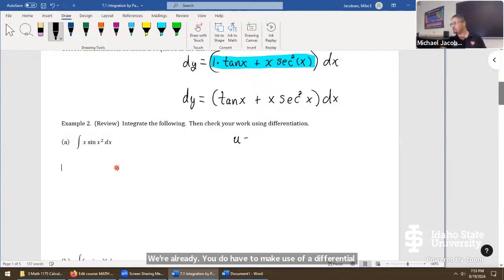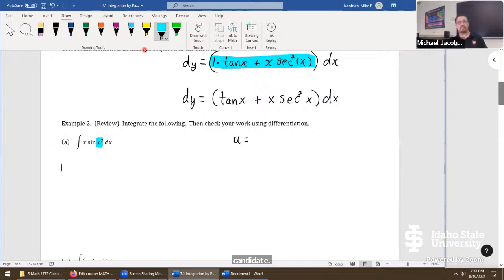So for a u sub, that means you're trying to undo a chain rule. We're reversing it in a sense. That means you're looking for a good inner function as a candidate. Typically, this is a good one. If x squared is here, you have a function composition.